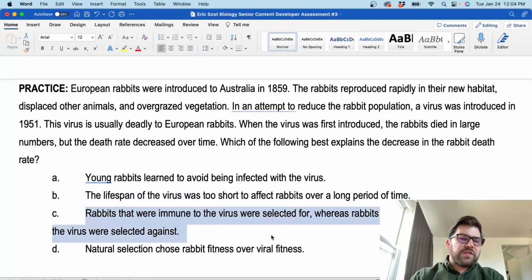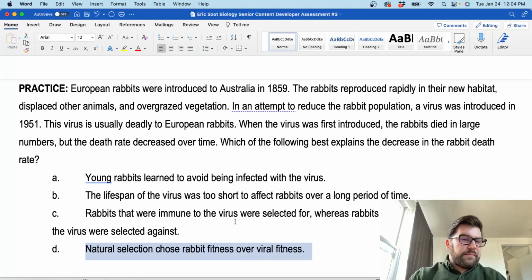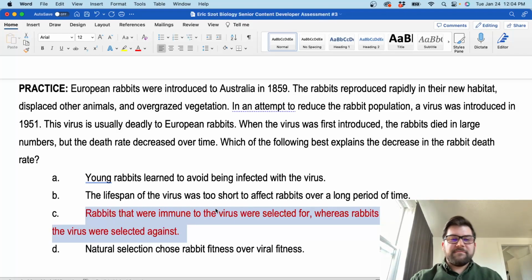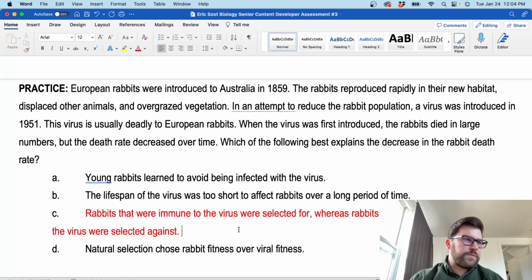C, rabbits are immune to the virus, or selected for. Okay, yeah. Whereas rabbits that were not immune to the virus were selected against. I like that, but before we commit to it, let's look at D. Natural selection chose rabbit fitness over viral fitness. Meaning natural selection is only selecting for rabbits and selecting against viruses. That's not quite how natural selection works. So let's choose C. We went through each one. Let's choose C there. It's our first practice problem.